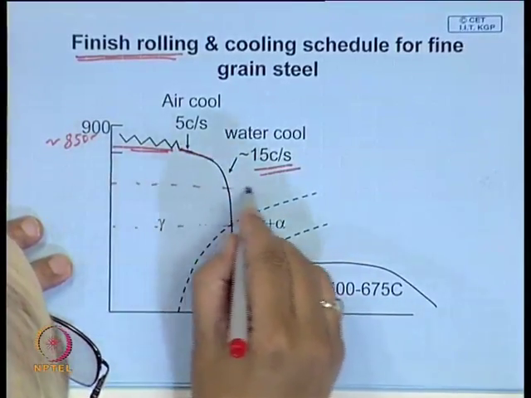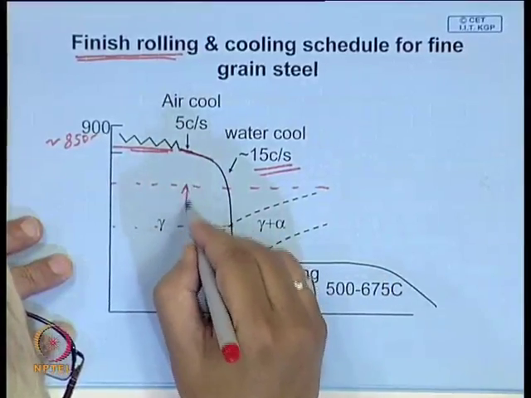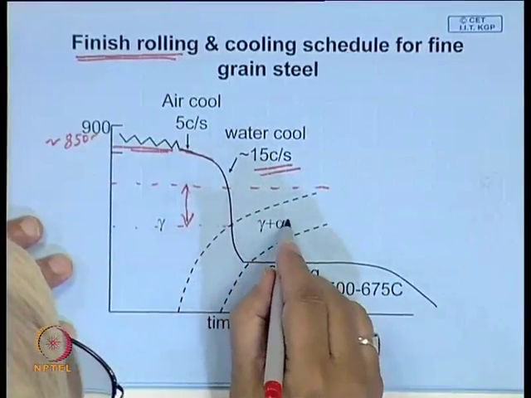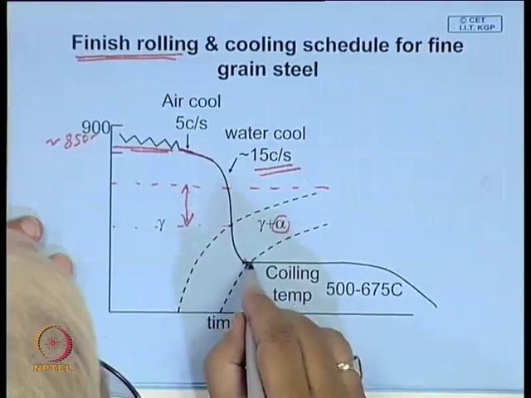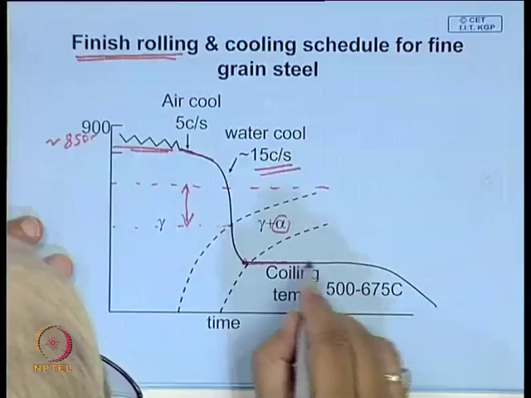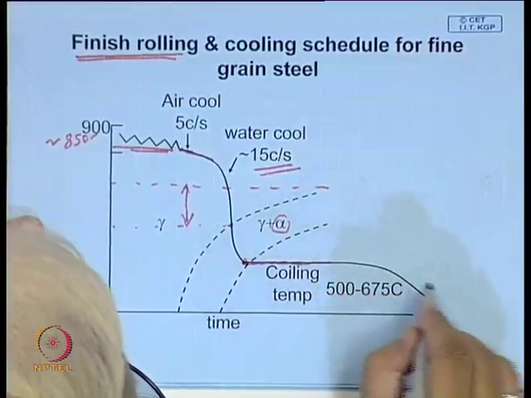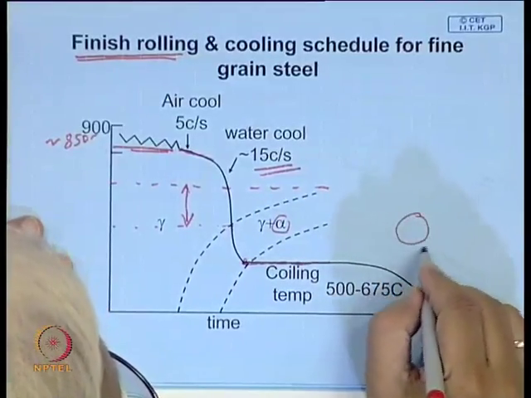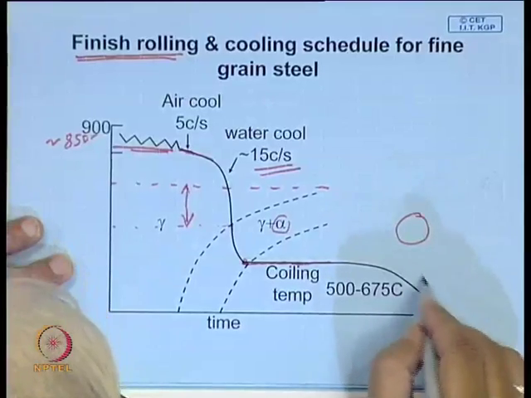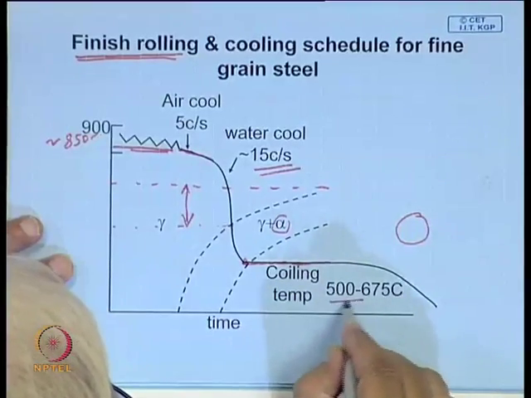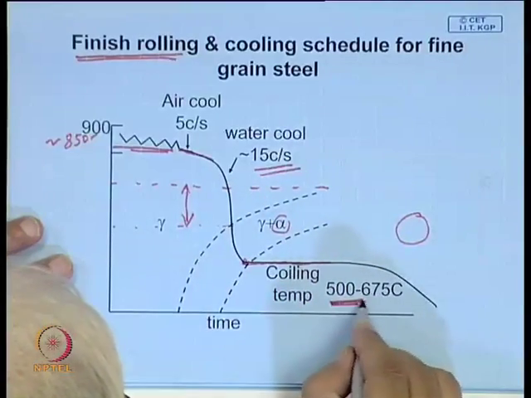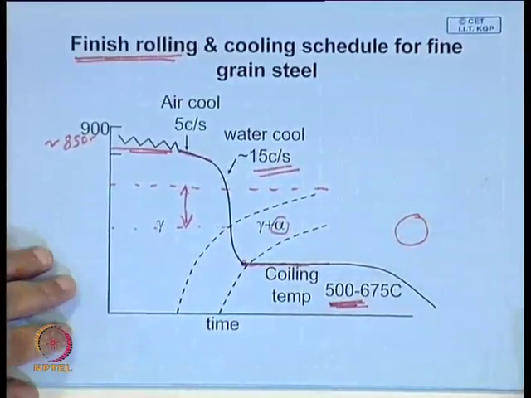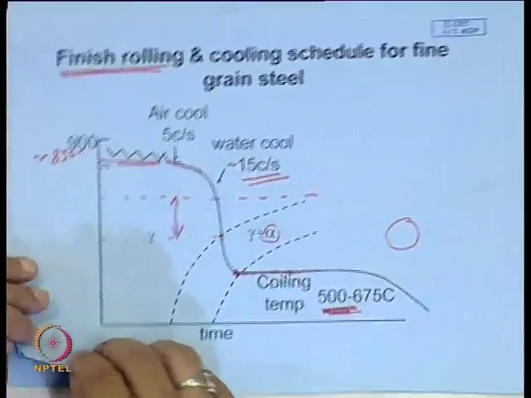This is the degree of supercooling, and the higher the supercooling, the finer the ferrite grain will be. Here the ferrite grain formation is nearly complete, and this is where you take it out and coil it. When it is rolled into a coil, obviously its cooling rate will be slow, and the coiling temperature is around when that ferrite formation is nearly complete. That is the coiling temperature. This is how it is actually implemented in practice in steel plants.